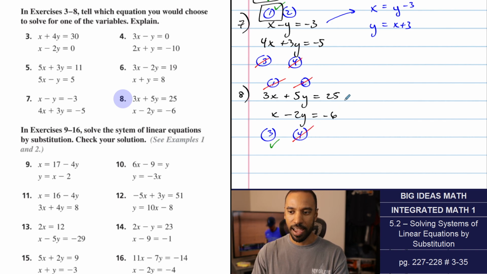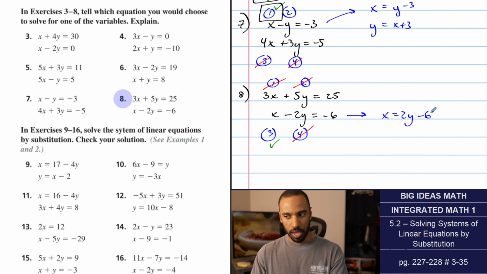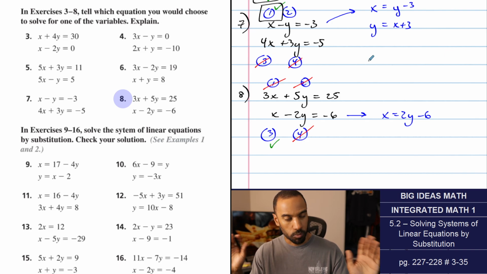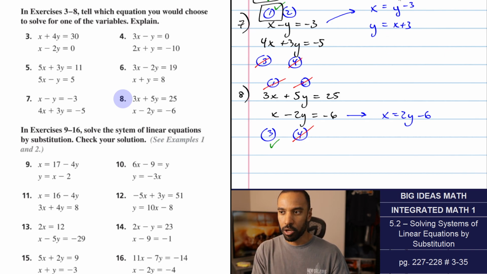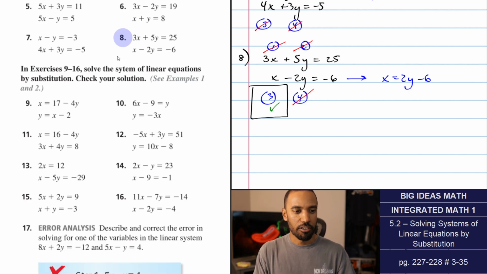Divide by 2. Here's a fraction. No good. So my favorite one here, add the 2y over. You get x equals 2y minus 6. Even at the cost of a negative there and a distribution, whatever. That's going to be the go-to, that variable for sure, for sure. All good. Okay, numbers 9 through 16, we are going to solve by substitution.